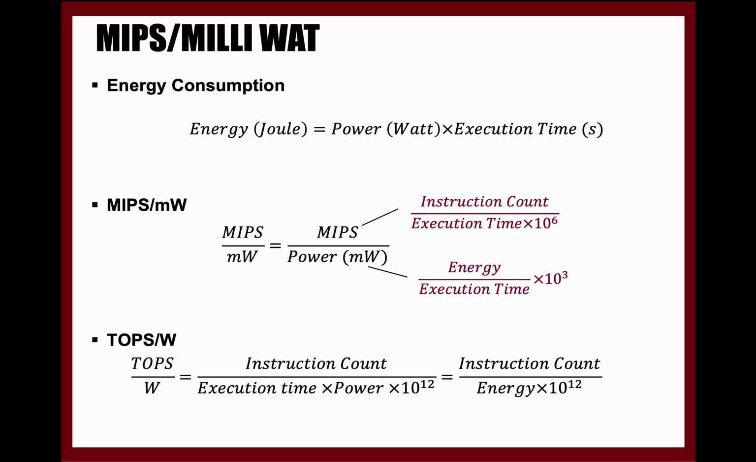In summary, while raw performance like MIPS is important, when we are considering mobile devices, IoT devices, and other battery powered devices, MIPS per milliwatt and TOPS per watt become crucial metrics. This helps strike a balance between performance and energy consumption, ensuring that our devices are both powerful and sustainable.